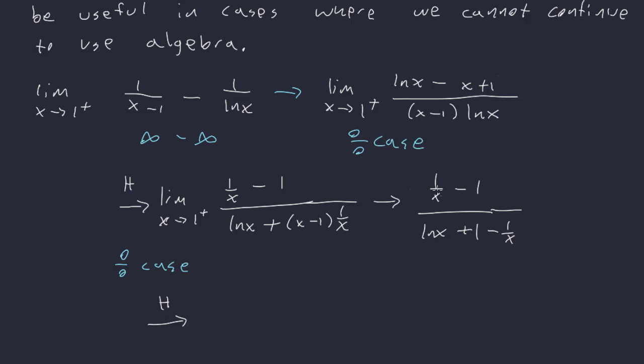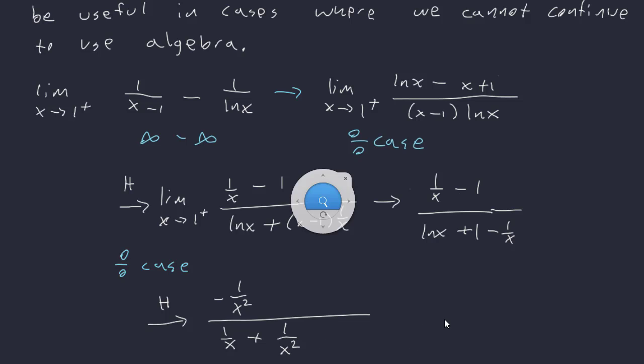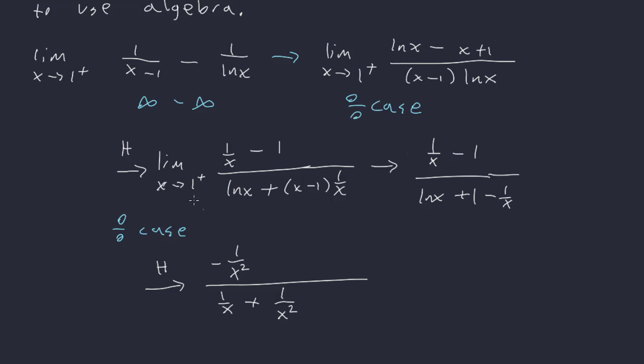Okay, and so the derivative of the top, well, the derivative of 1 over x I'm just going to jump straight to that being negative 1 over x squared. And the derivative of the bottom, well, that becomes 1 over x. Derivative of 1 is 0, and then minus 1 over x, so we'll get plus 1 over x squared. All right, now remember, we are plugging in 1.